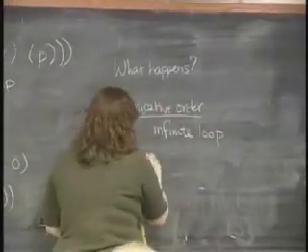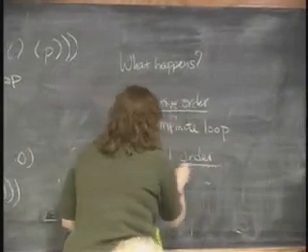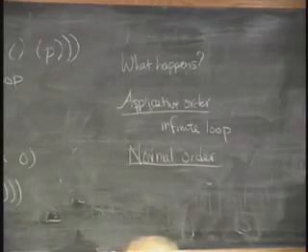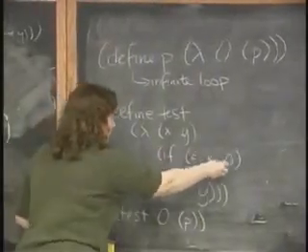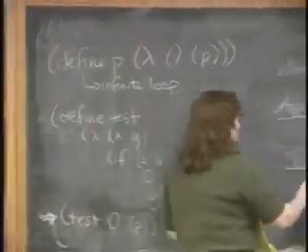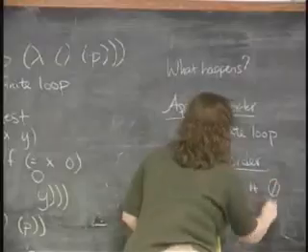What happens with normal order, where we delay evaluation until we need it? We pass in 0 for X, P for the Y, but we never evaluate it. Here we check, is X, which is 0, equal to 0? And it is. We never evaluate the Y. So with normal order, we return a 0.